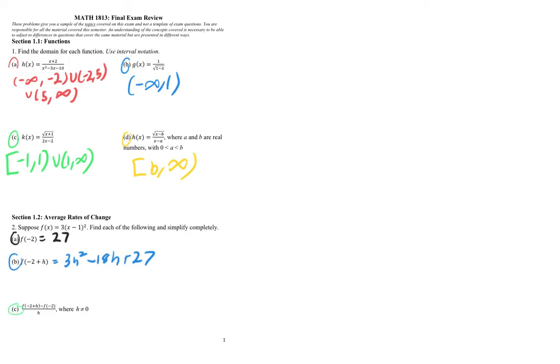So now we want to know what f of negative 2 plus h minus f of negative 2 all over h is, where h cannot be equal to 0. And we know what f of negative 2 plus h is. We said that was 3h squared minus 18h plus 27. We said f of negative 2 was minus a 27, and then all that over h, right?